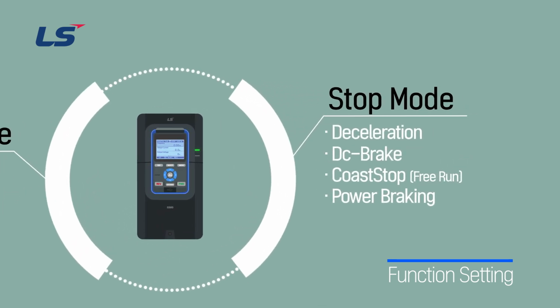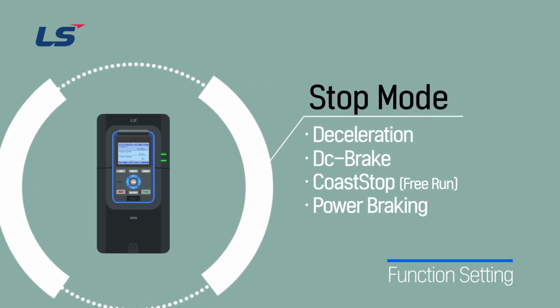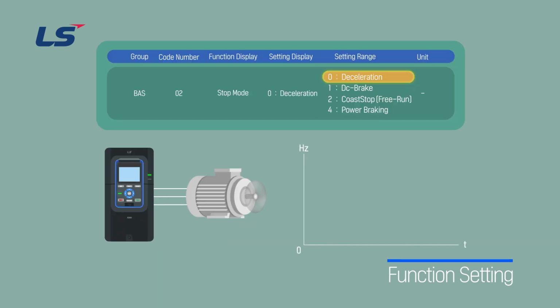Let's explore the methods of stopping. Deceleration stopping is a common method of slowing down, and if no special function is selected, it will decelerate to the stop frequency set at MOT1 Group 17 before stopping.